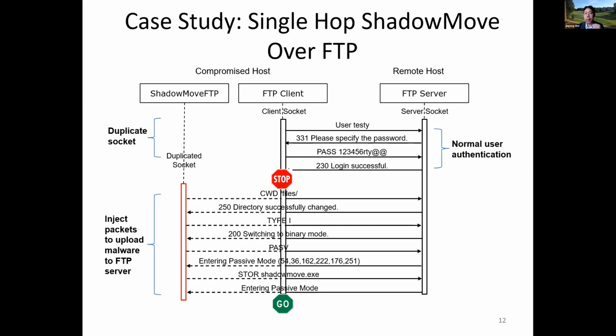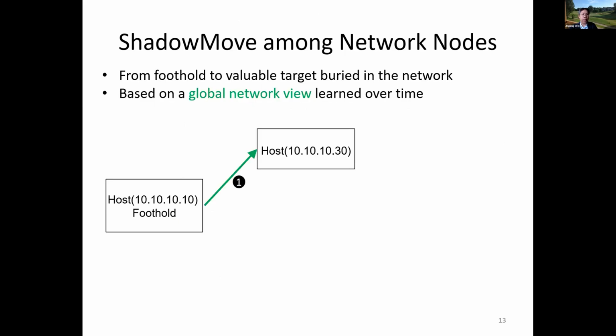Okay, so that's the illustration of how ShadowMove works in just one single hop. But in a real network, this may not be sufficient, because maybe the valuable targets are multiple hops away. So only one single hop is not enough. Therefore, ShadowMove will need to continue to search and move towards the target.